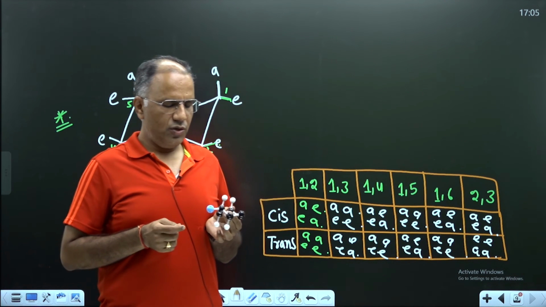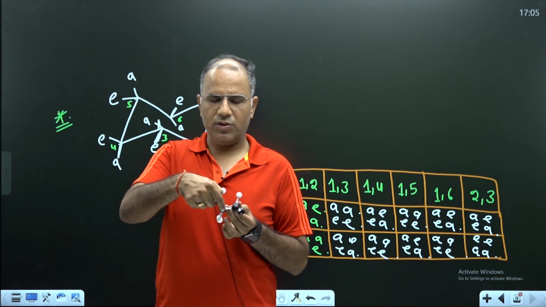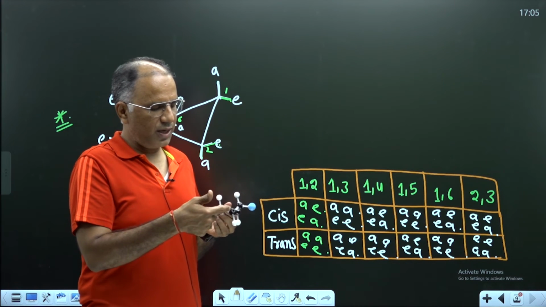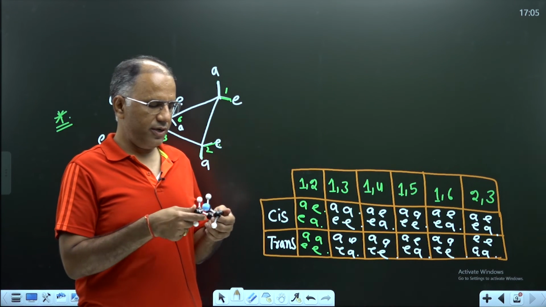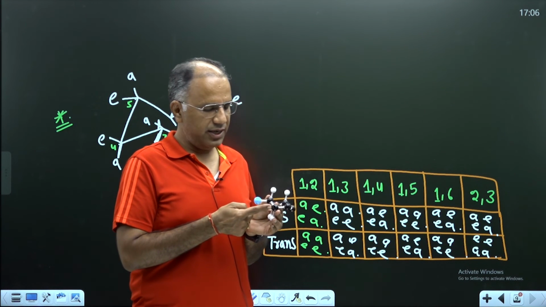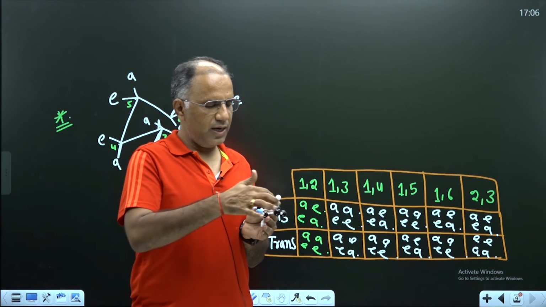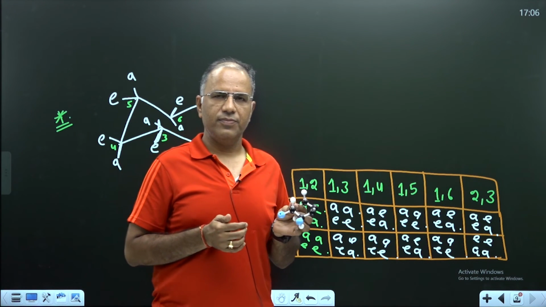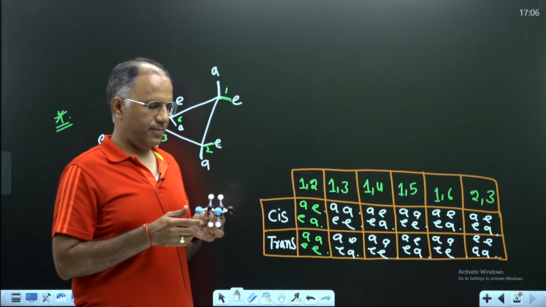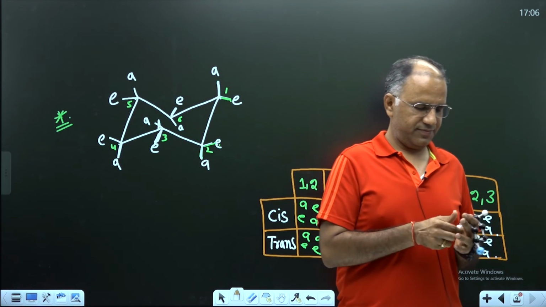Now you can easily see that this equatorial bond is parallel to this carbon-carbon bond. Got it? Now similarly, if I draw an equatorial bond in this position, it is parallel to the next carbon-carbon bond. In that way, you can draw all the equatorial bonds. Now, let me explain cis and trans isomers.